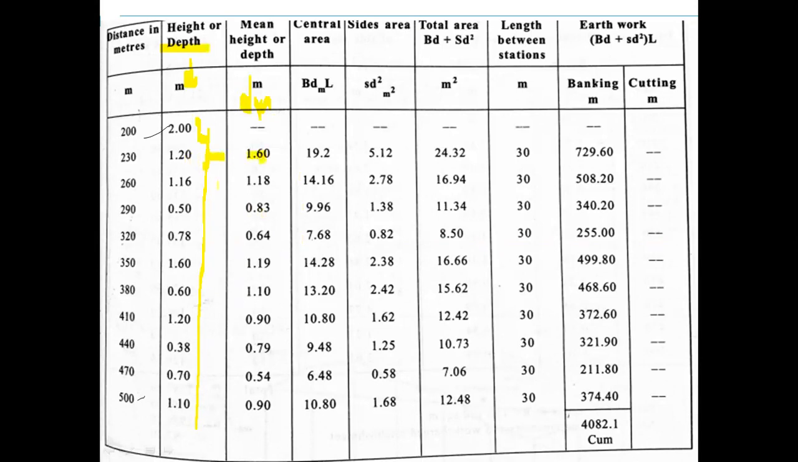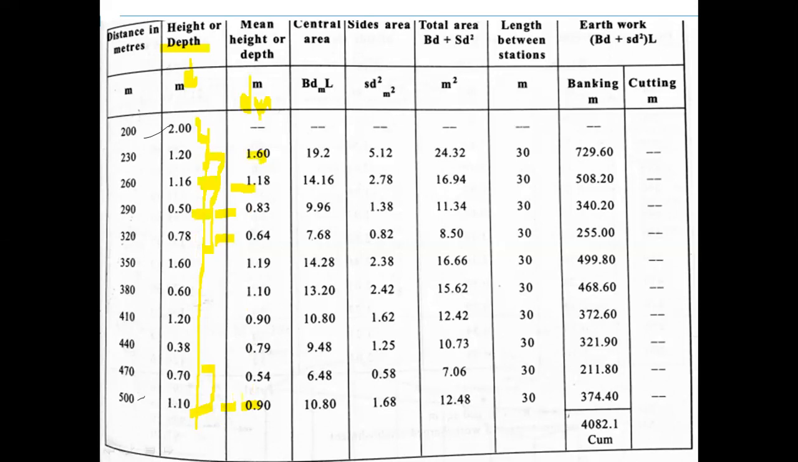Next one, 1.2 plus 1.16, then 1.18. Next, 1.16 plus 0.5, 0.83. Next, 0.50 plus 0.70, 0.64. This is taking averages. For the final mean depth, 0.70 plus 1.10 is 0.90. It is the mean depth.